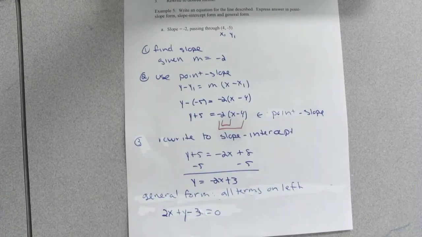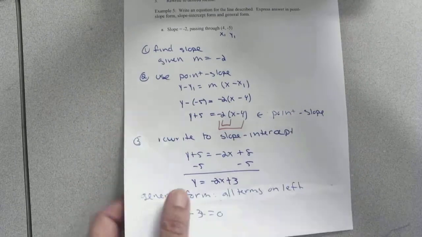So there's our first writing equation of a line. Next problem. Write an equation of the line described, express your answer in point slope form, slope intercept form, general form. Again, we're going to do all three. On the homework, they don't ask you for all three. We're just practicing all three.